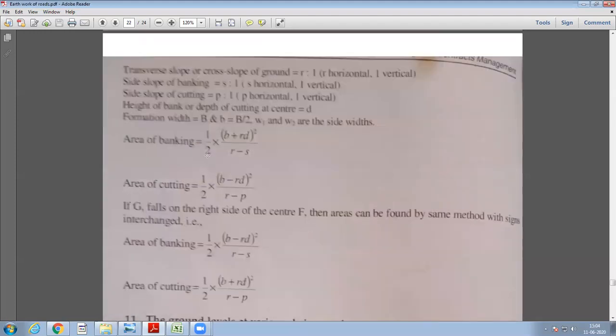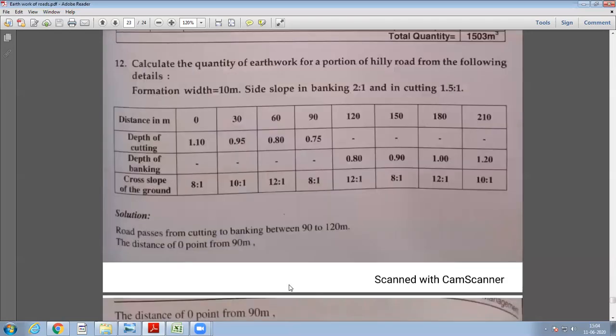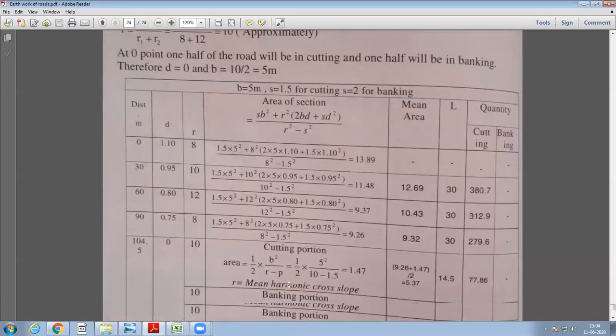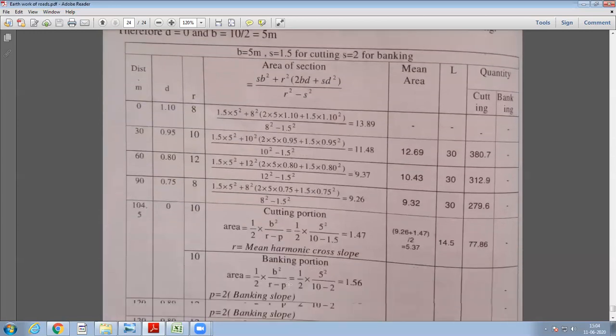These formulas we are not at all using in this problem, even though we have both cutting and filling. You have to be careful with this. That's why I asked you not to observe more on that. So see here, distance as usual you are going to write, d value also.